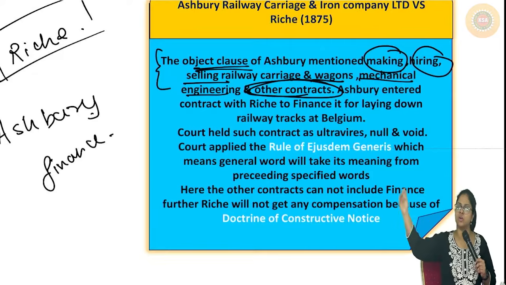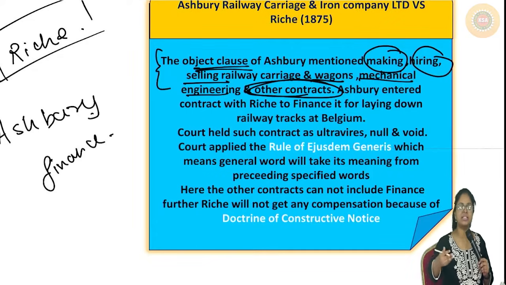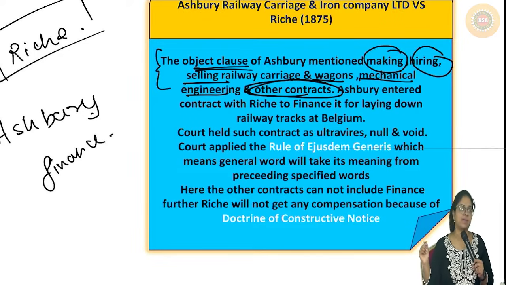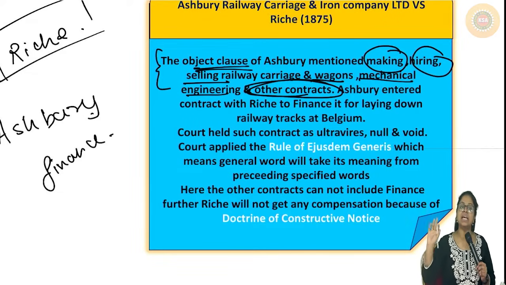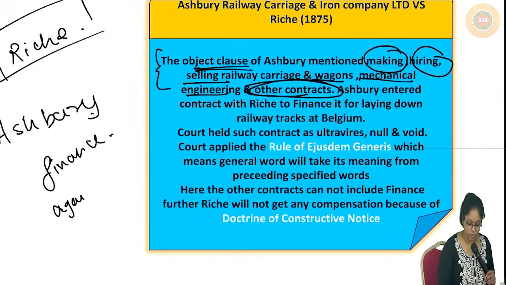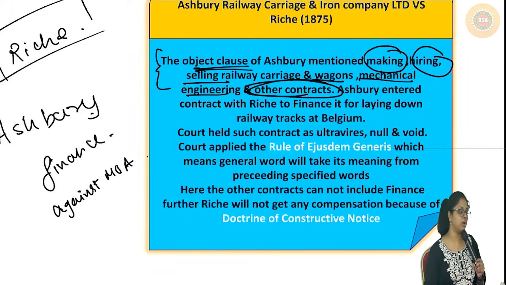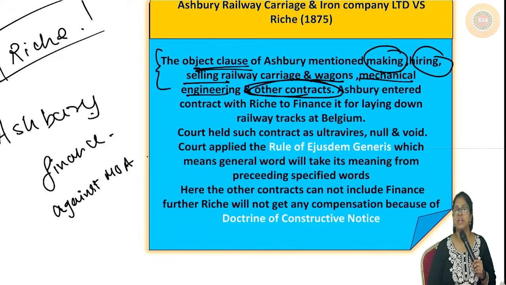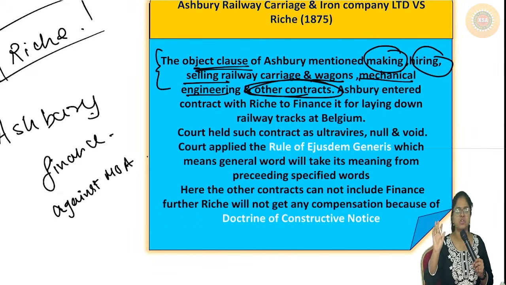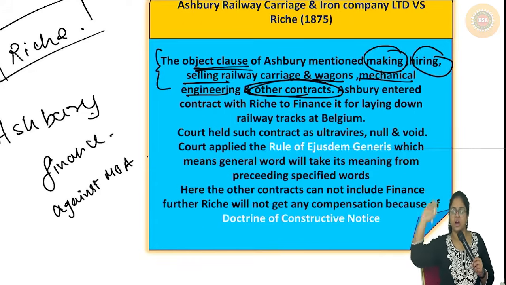He locked in the agreements with every vendor and he said, boss, give me money, I need to start the work. When Riche came back to this Ashbury company, at that time it told him, Riche, we cannot give you any money because what we told earlier was against our MOA. So the Ashbury company refused to give any sort of financing that it had promised earlier. So obviously Riche got angry and he went to the court.